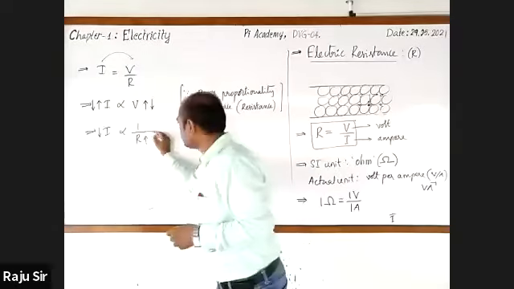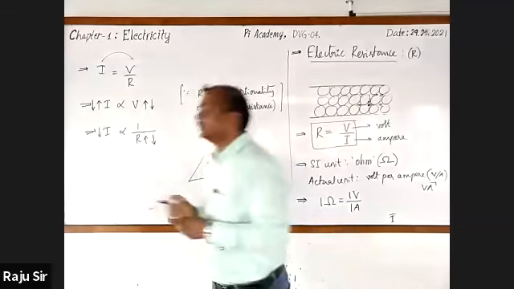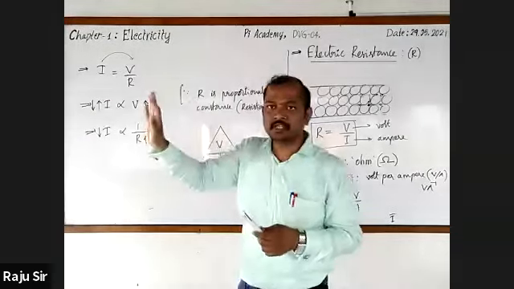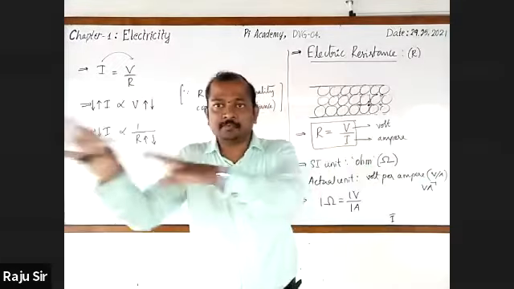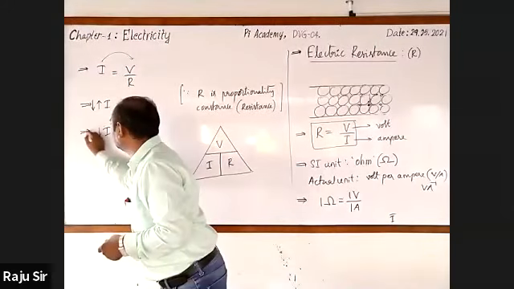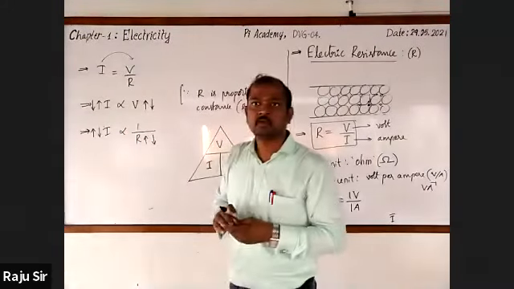Similarly, if electric resistance decreases, the opposition for the flow of electrons decreases. Current will increase. If there is less opposition, then electrons can flow easily. If electrons flow easily, then we can say that it constitutes a good amount of current. Hence, we can say I increases. Clear?